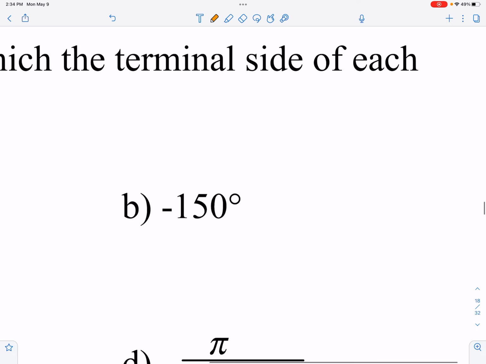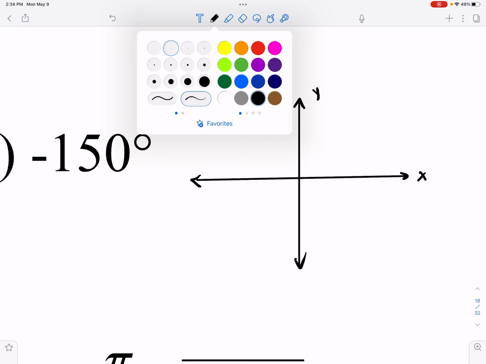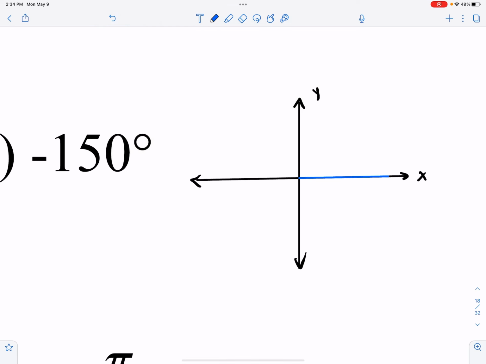Negative 150 degrees, well, it's a negative angle, so it would be rotating in the clockwise direction. It would be starting on the positive x-axis and then rotating in the clockwise direction. So it would end up terminating about there. Right, because if it went all the way to the negative x-axis, that would be negative 180 degrees, so it would end up terminating in quadrant 3.